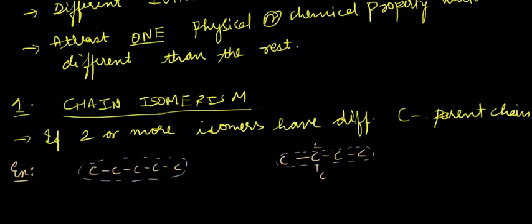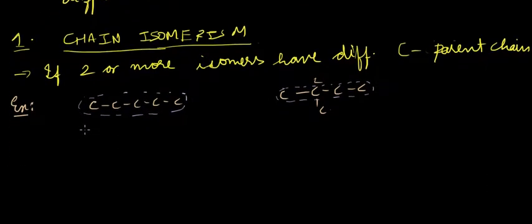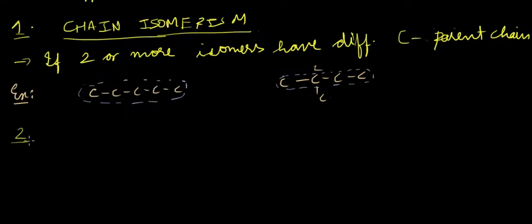Okay, so let us look at the second type of structural isomerism, which is positional isomerism.